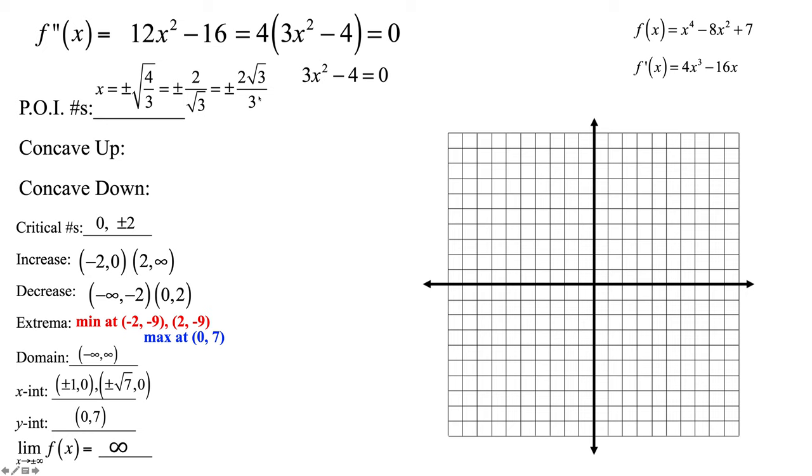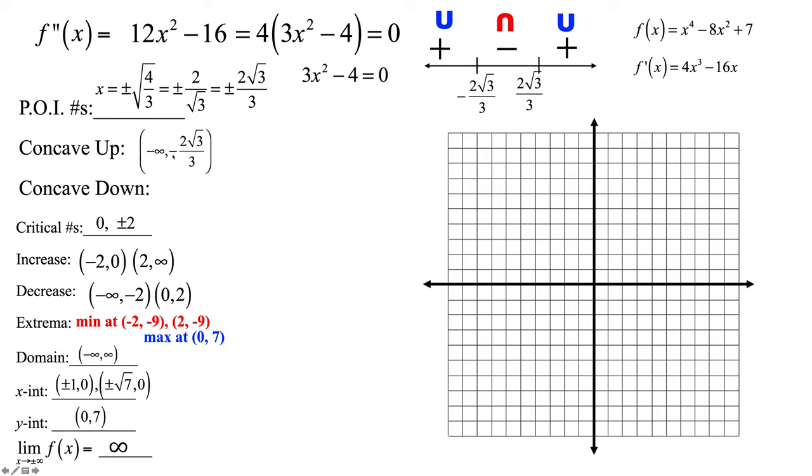So these are your points of inflection right here. I apologize, I ran out of room here. This should be written as a point, so comma 0 here. Again, we're going to test this. Right-hand behavior: the first term, 12x squared, is positive. They occurred once, so minus, then positive. So here we're concave up, concave down, concave up. Our interval for concave up is negative infinity to negative 2 square root of 3 over 3, and 2 radical 3 over 3 to infinity. Concave down is in between those two points of inflection. So we have all of our information here.